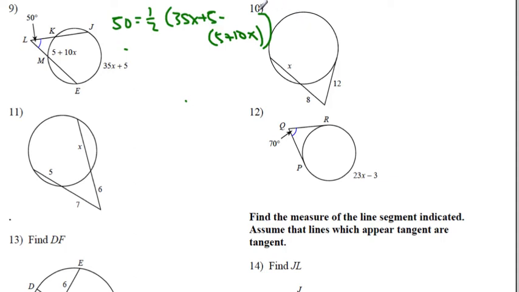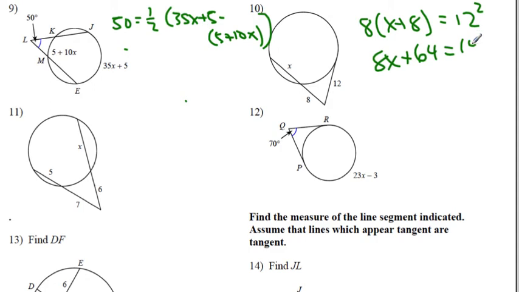Okay, how about 10? We start to deal with segments here. So remember that the distance, it's the entire secant here. So it's the external part times the entire secant is going to equal the tangent squared. Alright, so on this one you got to work that out. You know, distributive property, 8x plus 64 equals 144, so on and so forth. That's how you do that one.